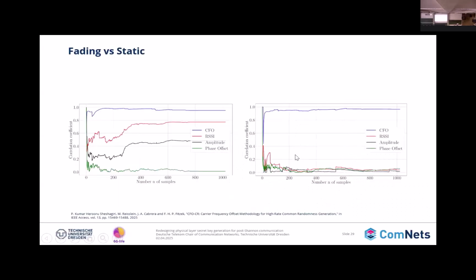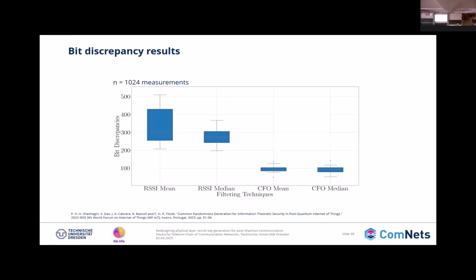However, the frequency offset had good correlation, so we wanted to retain the frequency offset. And the reason was because the higher the correlation, the lower the bit discrepancies. That means that you can generate randomness at a much lesser number of reconciliation bits.